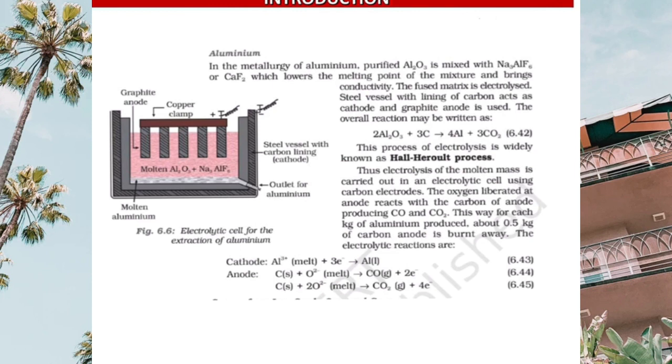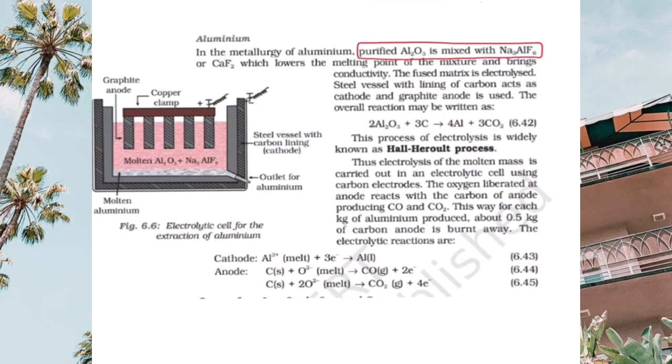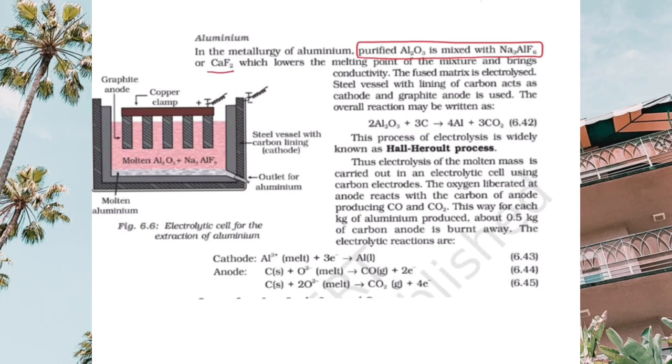So, purified alumina is mixed with, very important, cryolite and fluorospar, which lowers the melting point of the mixture and increases conductivity. This sentence from NCERT is very important. A steel vessel with lining of carbon acts as cathode, and graphite rods act as anode. So you see here molten Al2O3 plus cryolite. On electrolysis, aluminium is obtained at the cathode and carbon dioxide is released.